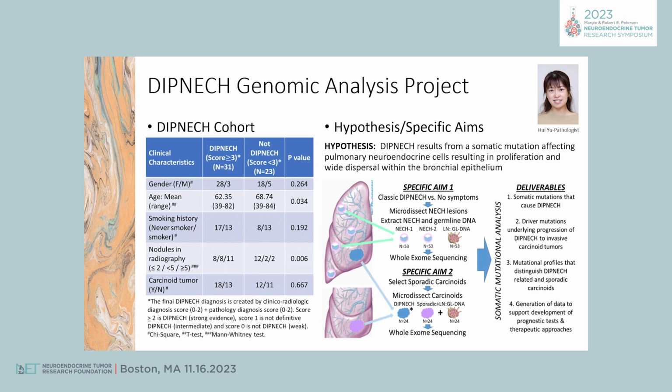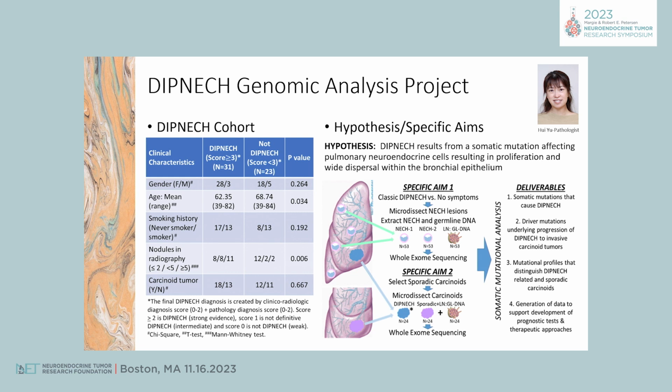So our project is exploring the hypothesis that DIPNEC results from a somatic mutation affecting the pulmonary neuroendocrine cells of the airways, leading to their proliferation and potential clonal wide dispersal throughout the bronchial epithelium. Hoy Yu, an instructor in our department and an important person in our laboratory, has been leading this project. What we are doing is specifically looking for multiple lesions that we can sample and do whole exome sequencing within the airways of each patient.